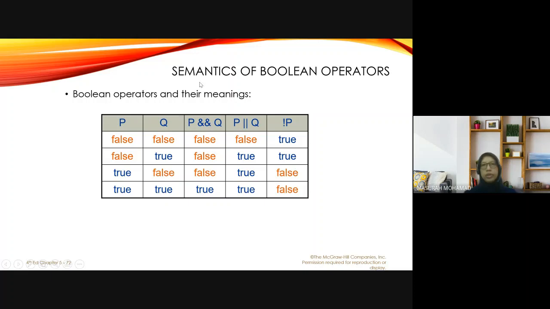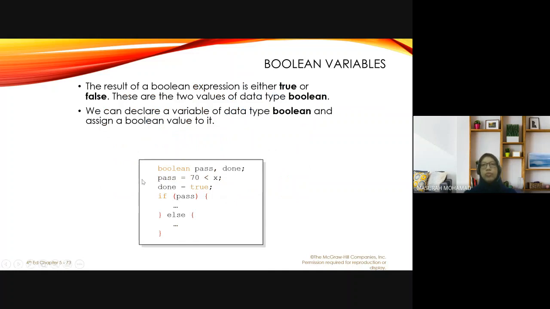Okay, what else? These are the semantics of Boolean operators, their meanings. If you implement AND or NOT, so what happened, right? Okay. What else? Still Boolean variables. The result of a Boolean expression is either true or false. So actually it depends on what problems that you want to solve. So we can declare variables of data type Boolean and assign a Boolean value to it. For example, you can declare this variable pass and done as Boolean.